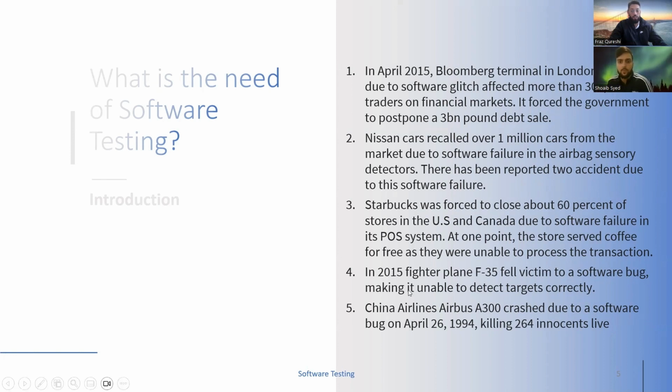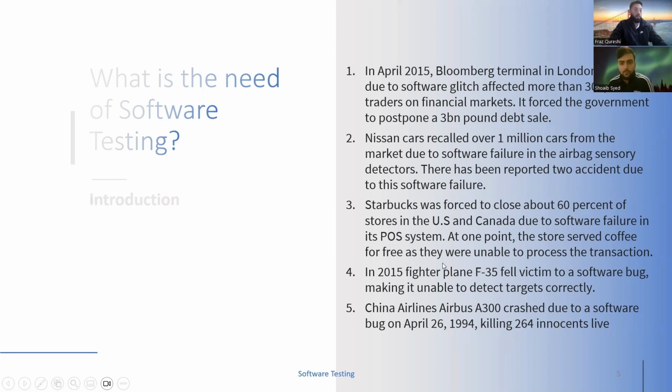Now there's another one: in 2015, the F-35 fighter plane fell victim to a software bug. These planes cost millions and millions of dollars. They're expensive planes, and again, there's a big loss right there. Similarly, a China Airlines Airbus A300 crashed due to a software bug in April 1994. 264 innocent people died.